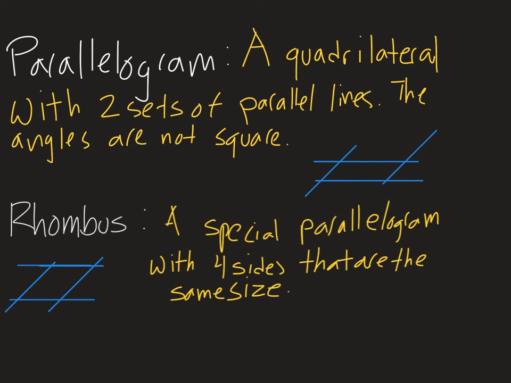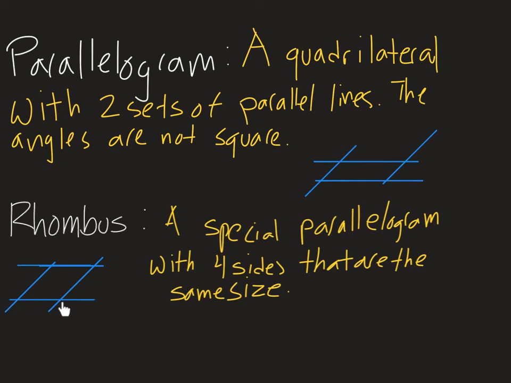On this page, we're reviewing parallelograms. A parallelogram is a quadrilateral with 2 sets of parallel lines, like a rectangle. However, the angles are not square. A rhombus is a special parallelogram with 4 sides that are the same size. Now, let's take a look. We can see here that on this parallelogram, just like on a rectangle, one side can be longer than the other. So these top and bottom lines are parallel, but they're also much longer than these lines that are on the right and the left.